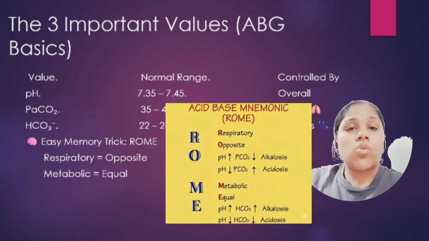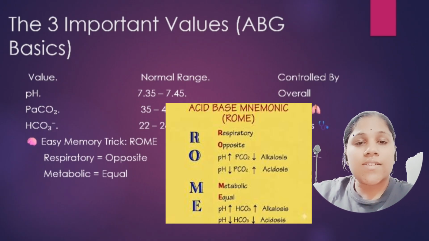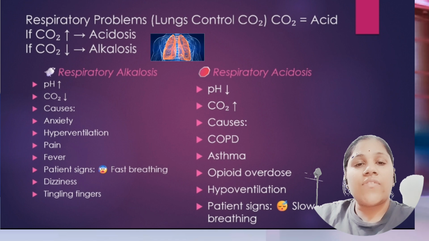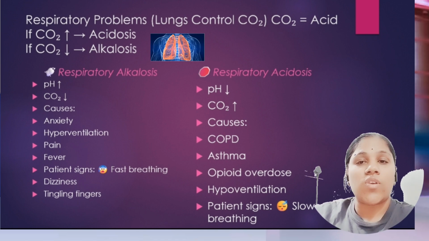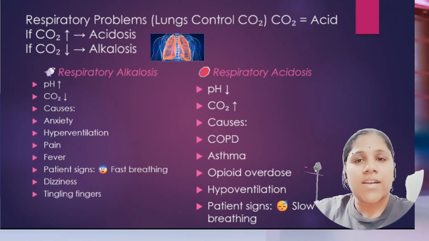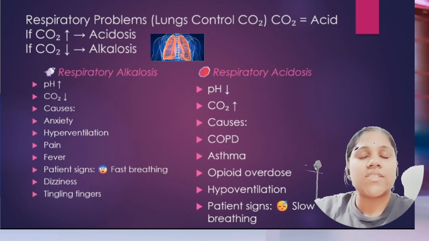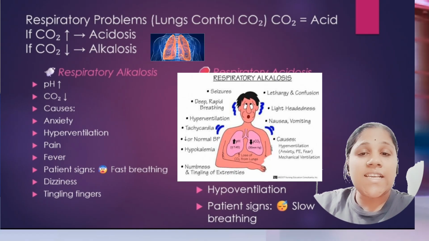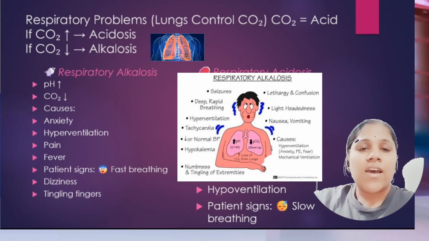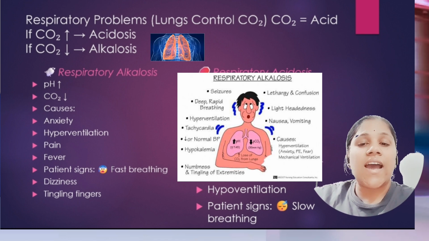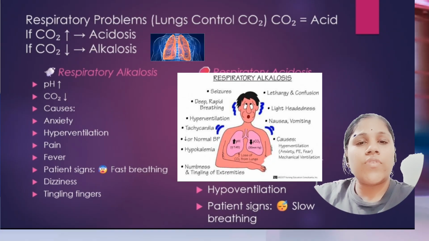So we are going to see the respiratory problems. It is controlled by the lung, that is the CO2. CO2 is equal to the acid. If the CO2 is increasing, the condition is called acidosis. If the CO2 is decreasing, the condition is called alkalosis. Here there are two types of problems, respiratory alkalosis and respiratory acidosis. In respiratory alkalosis, the pH is increasing and the CO2 is decreasing, and the causes mainly are anxiety, hyperventilation, pain, and fever. The patient will typically present with fast breathing, dizziness, and tingling fingers. These are the main signs of respiratory alkalosis.